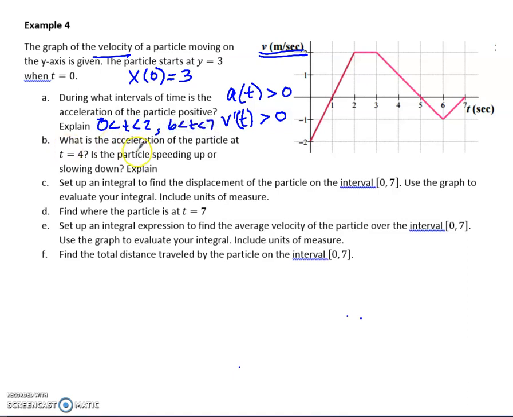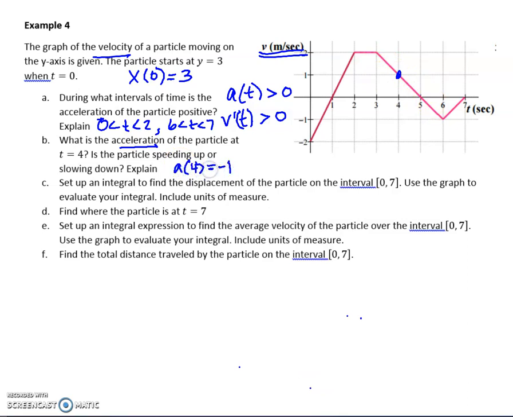All right, what is the acceleration at time equals 4? So let's go over to time equals 4. So that would be this point, but I want acceleration, which is slope. So the slope through there is negative 1 over 1. So the acceleration at 4, and that's how I can write it, is negative 1.